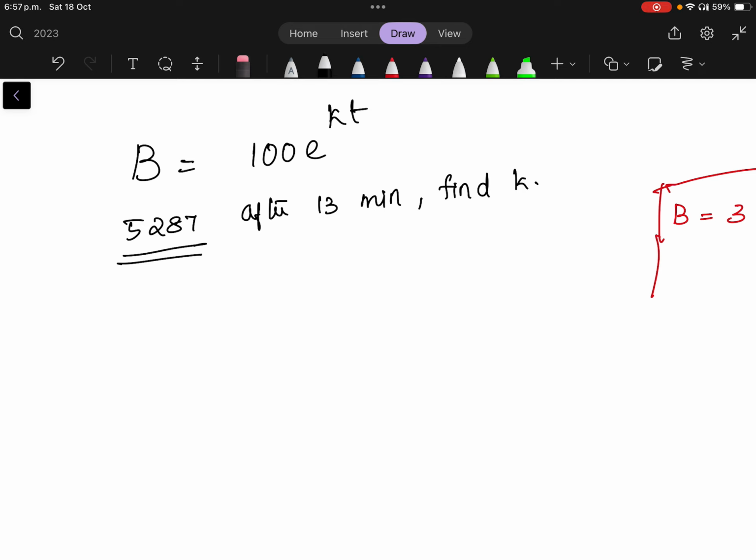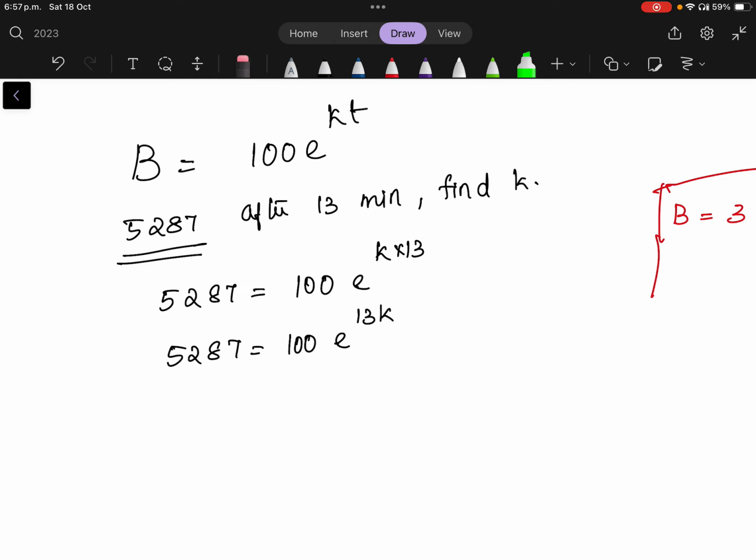So what I know is bacteria will be 5287 is equal to 100 e to the power of k times 13. So this is the equation which I will form from this question. Now I can just simply write this as 5287 is equal to 100 e to the power of 13k. Now whenever you have e, you have to remember that you have to put a log, but you should put a log with only this on one side. So you should not immediately go and put log here saying ln 100 e to the power of 13k. This is wrong.